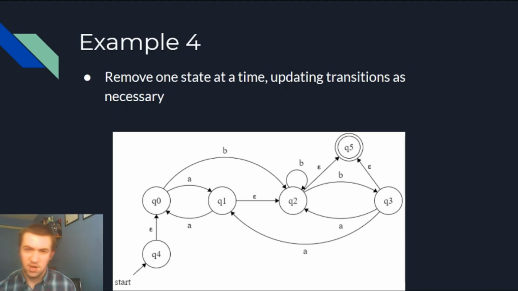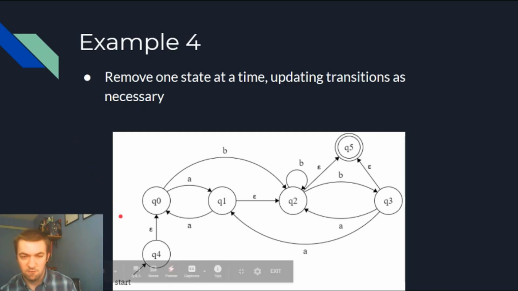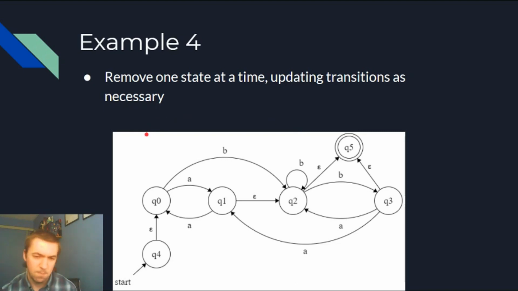Now that we've set up our diagram, we're going to remove one state at a time and update all the transitions as necessary. Our goal is to break this diagram down so that all that's left is Q4, which is our initial state, and Q5, which is our ending state. So we're going to do this first off by removing Q0. What does this mean? Well, we're going to need to make sure that all the transitions still remain intact once Q0 is gone, which means that any states that go to Q0 still need to be able to follow those paths to end up where they would otherwise.